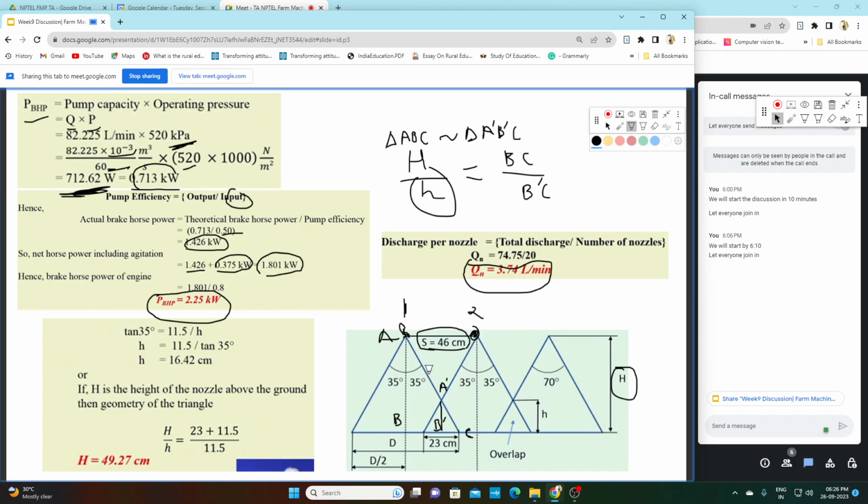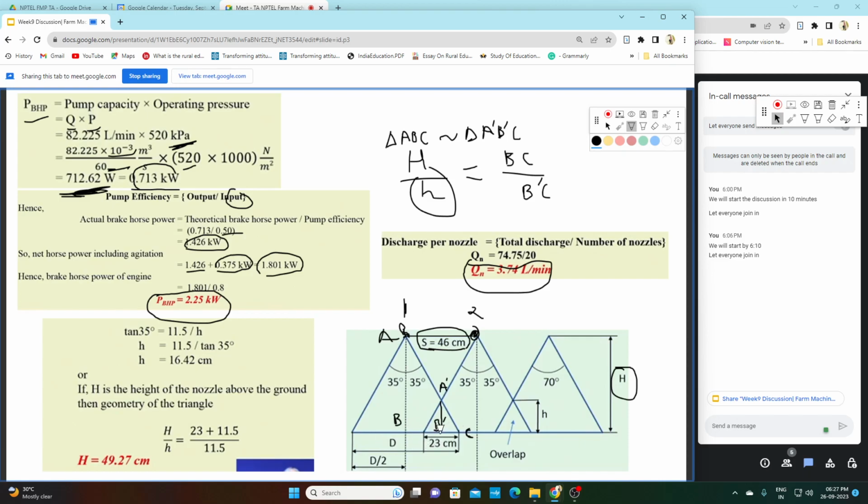We have been given 50% overlap. So this total D will be 46 plus 23 centimeter. If we know the total D, we can get D by 2. D by 2 will be 46 plus 23 divided by 2.